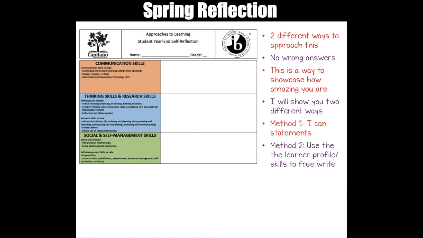So I'm going to show you a couple different ways that you can approach this. Some of you are going to be ready to get started right away. Others will need a little bit more time to think and brainstorm. Method 1 is using the file, the I Can statements. And the second method is where you're just going to use the learner profile and the skills that are listed to do a free write. Let's look at the first method together.